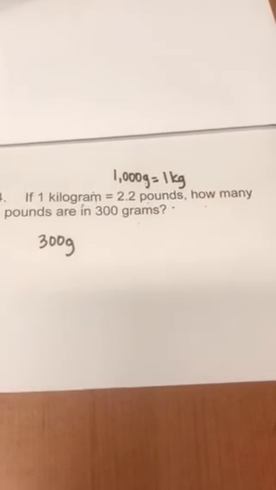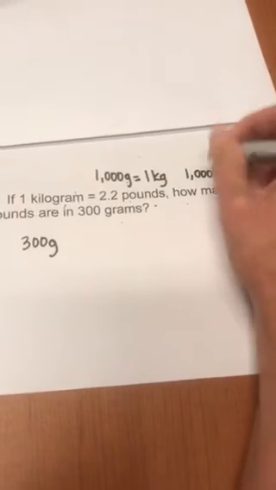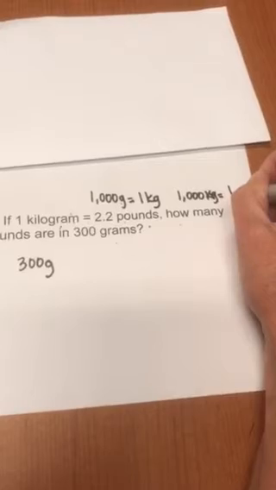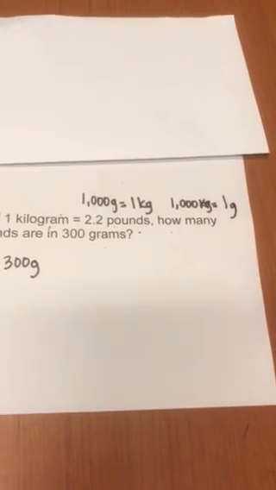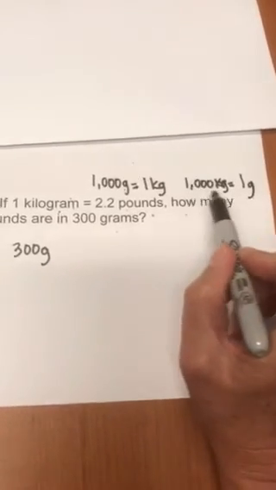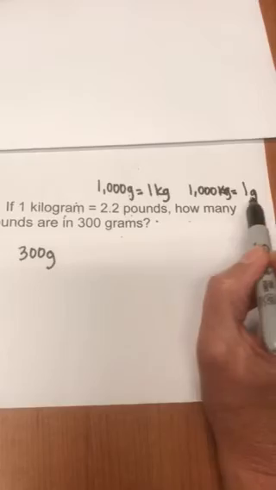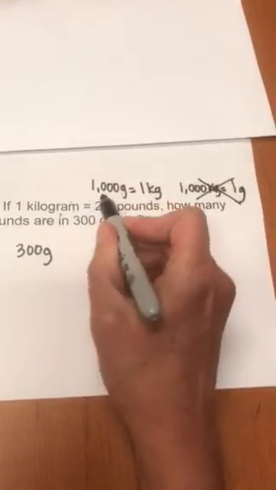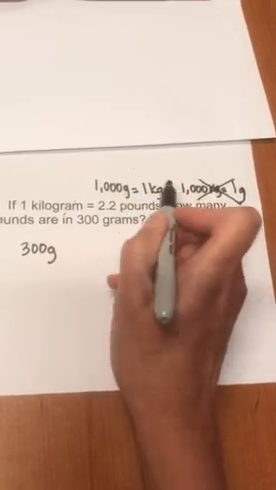Now, a common mistake that students make is they think 1,000 kilograms equals 1 gram. Sorry, my paper's moving. This is not true. 1,000 kilograms is 2,200 pounds. 1 gram does not equal 2,200 pounds. This is not true. There are 1,000 of your base unit in the kilo. So this is your correct conversion factor.